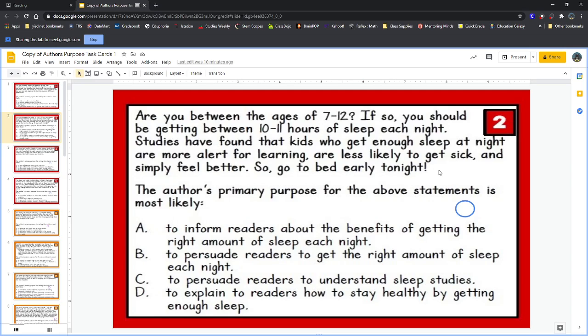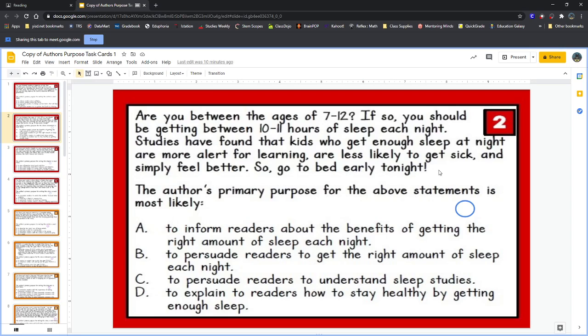So I agree with you here, Kylie. I don't think they're just trying to inform us. I think they're trying to persuade us. They're trying to get us to go to sleep earlier so we get enough sleep. So let's look at those persuade answer choices. B, to persuade readers to get the right amount of sleep each night. Or C, to persuade readers to understand sleep studies.